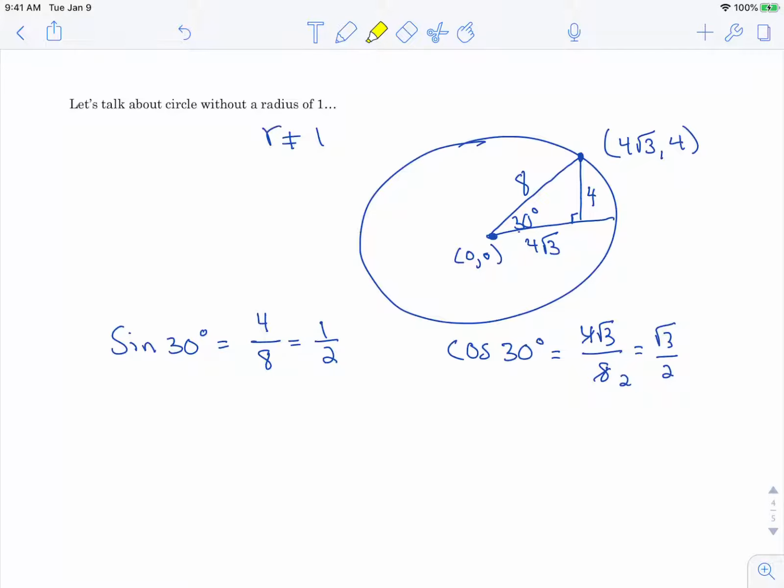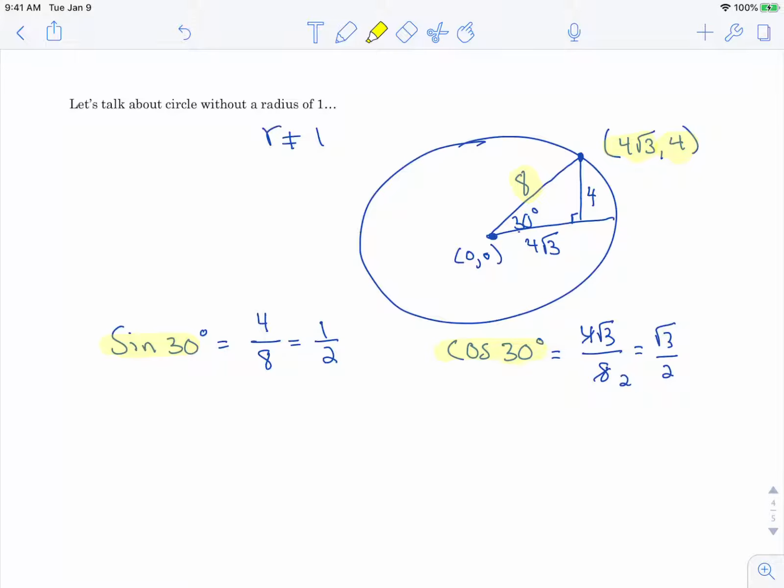But what is different is this is no longer just my y value, and this is no longer just my x value. So you can't assume that because you're no longer dividing by 1. So that's a huge thing. It's 30 degrees, sine of 30 degrees will always be 1/2, but it's not going to always be your y value. And cosine of 30 degrees is always root 3 over 2, but it's not always going to be your x value.